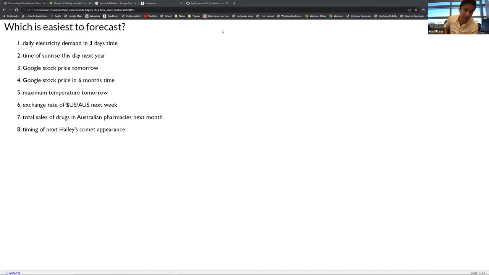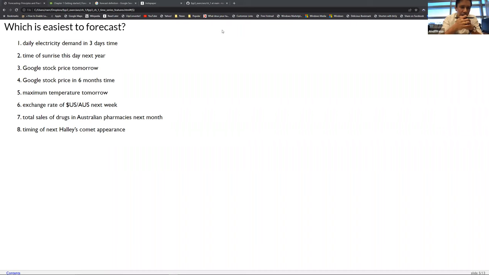Along those lines, I thought the time of the sunrise and the timing of Halley's Comet appearance, if we are fairly flexible in our definition or precision, are rather easy. After that I started thinking about the sooner the events are, for a little bit more complex events like electricity demand or stock prices, the better our forecasts or estimates are going to be. The farther away they are, the harder they're going to be.